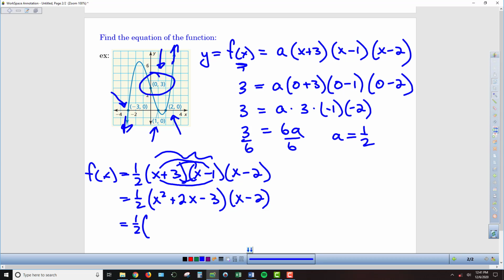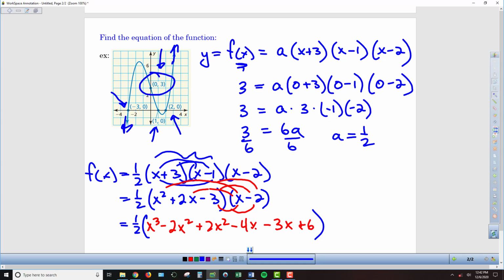And so now I've got my FOIL technique that's going to be used to make sure everything from the first set of parentheses multiplies everything in the second. So we're going to have x squared times x gives us x cubed, and then x squared times negative 2 is negative 2x squared. Now I need to repeat the same process with the 2x. So 2x times x is plus 2x squared, and then 2x times negative 2 gives me negative 4x. And then finally the negative 3 needs to be distributed to both pieces. So negative 3 times x is negative 3x. Negative 3 times negative 2 gives us positive 6. So close those parentheses there.